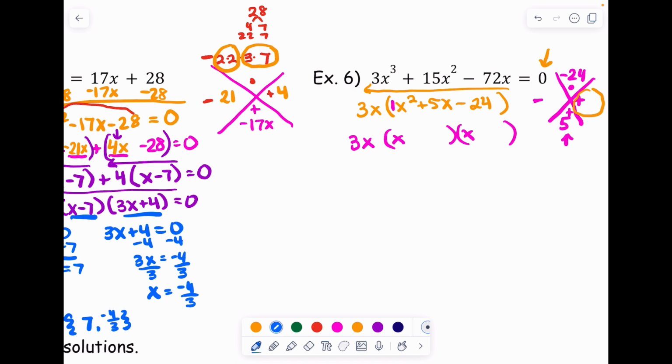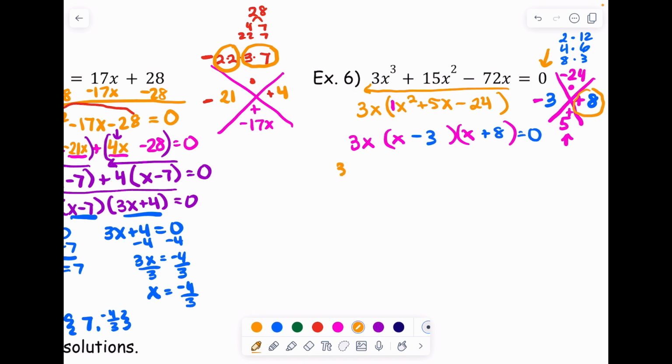Okay, so what makes a 24? Well, a 24 can be 2 times 12. Well, 12 minus 2 is not going to make a 5. It can also be 4 times 6. And 6 minus 4 is not going to make a 5. And then 8 times 3, and 8 minus 3 will make that 5. So we'll put the bigger number here and the smaller number here. So we'll get x minus 3 and x plus 8. And we have that 0.